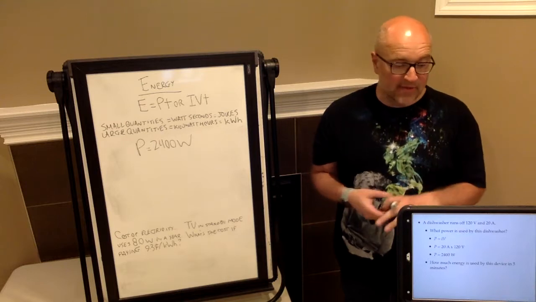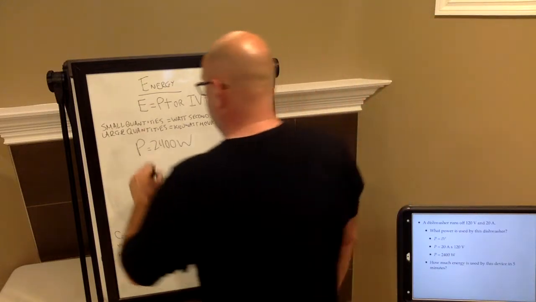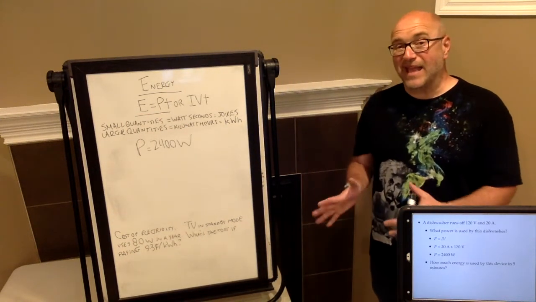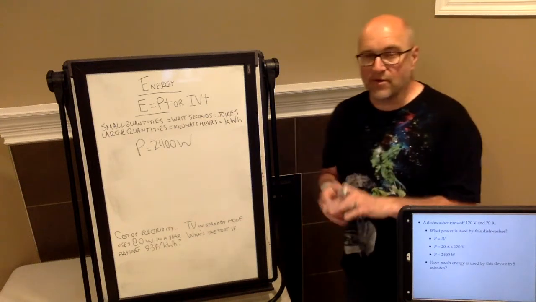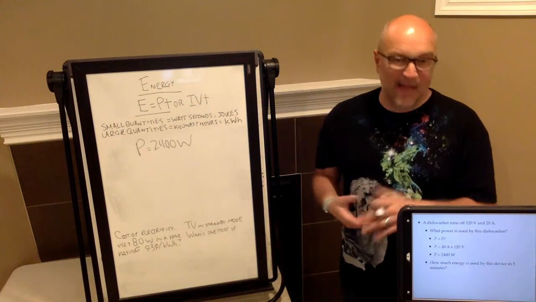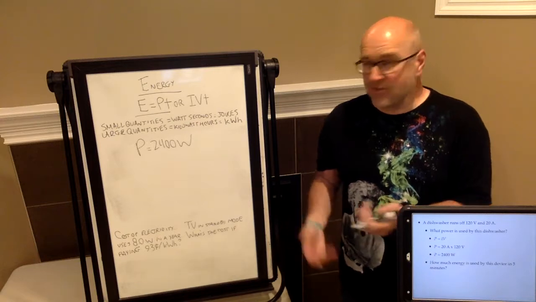Well, the device in this case is running for 5 minutes. So how am I going to calculate my energy? Energy equals power times time. But again, I have to match either watts with seconds or kilowatts with hours. I can't mix and match. So I've got watts right now and I've got 5 minutes, so let me convert minutes to seconds. 5 minutes would be 300 seconds.